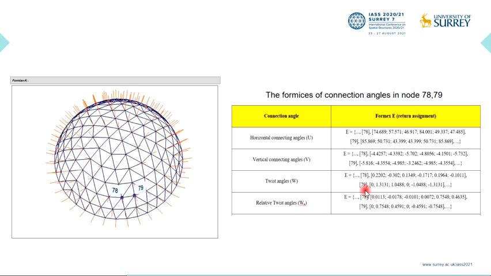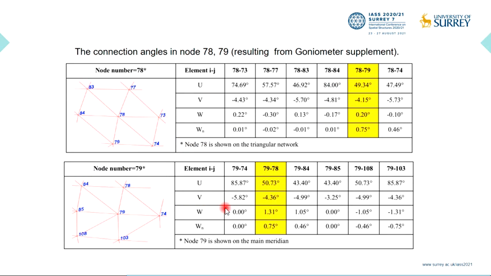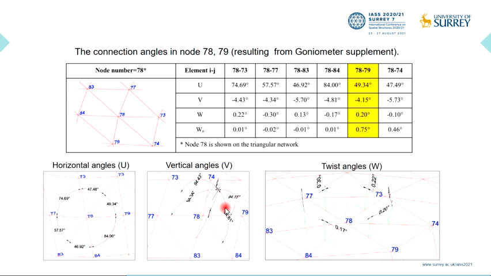This table shows the formices of connection angles in nodes 78 and 79, as node 79 is selected on the main meridian and node 78 is selected on the triangular network adjacent to it. This table shows the connection angles for the previous nodes in detail. Comparing these tables can have interesting results. Also, the results of the GONIO supplement have been validated using AutoCAD software.